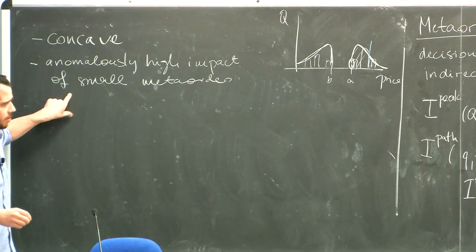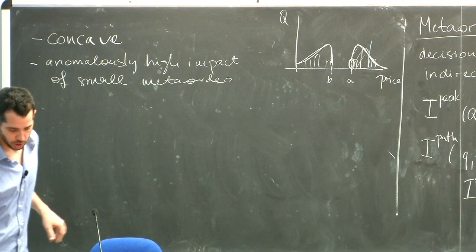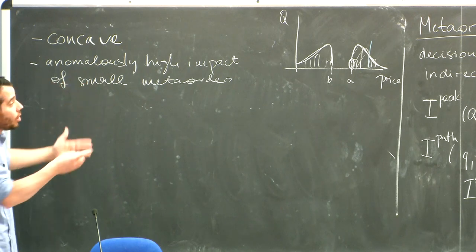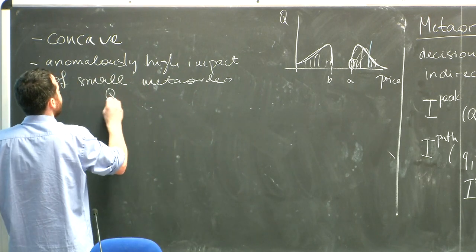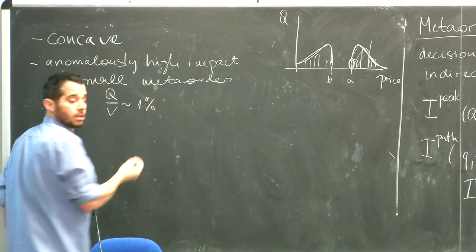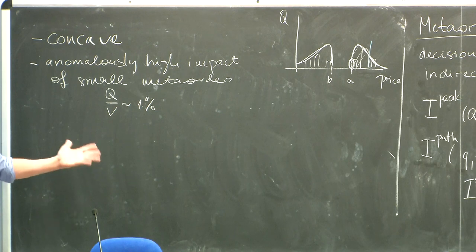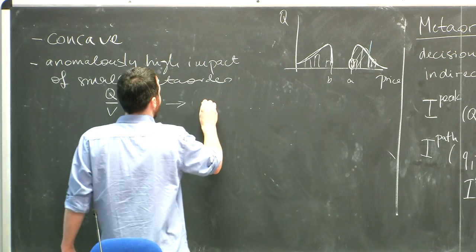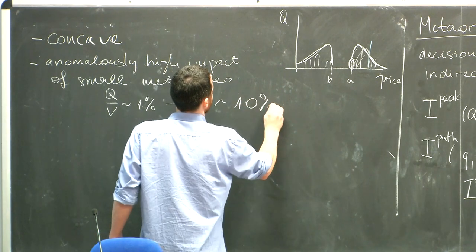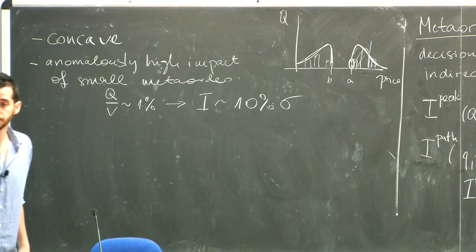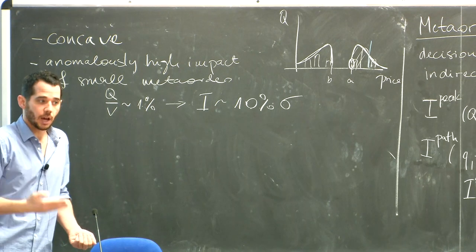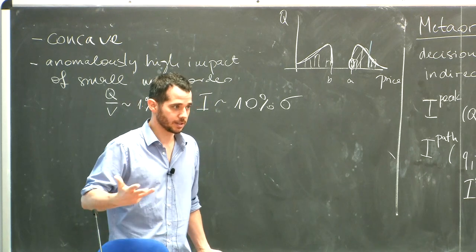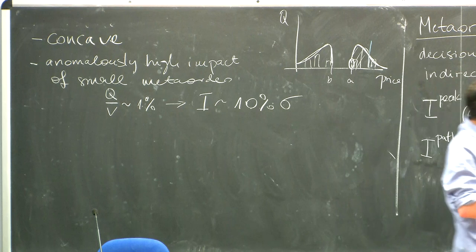And okay, so what does this mean? We will get back to orders of magnitude soon, but what does this anomalously high impact of small orders mean? Well, if Q over V is 1%, so you're 1/100th of the market, which is big, but it can be, this would mean that I is 10% of the volatility, right? So by being 1%, you move the price by 10% of your typical daily fluctuation. So it's a big number. It's a big effect.